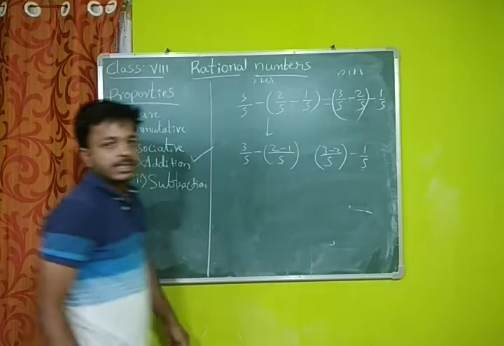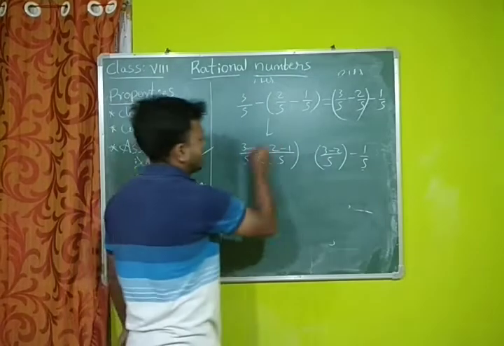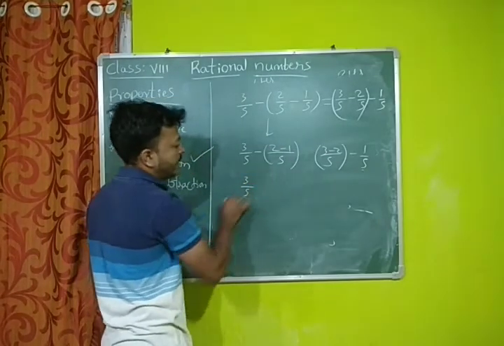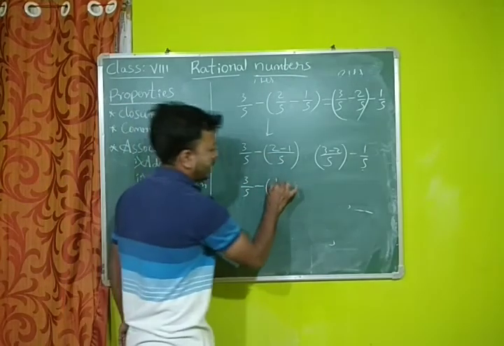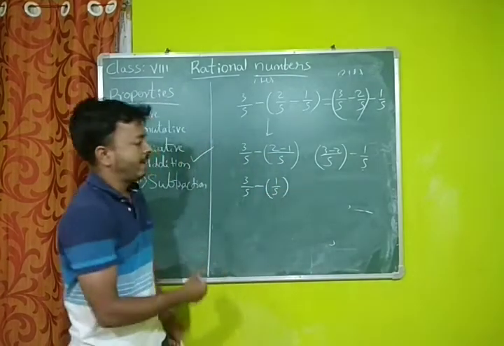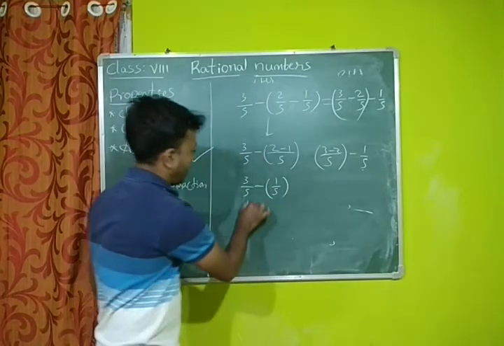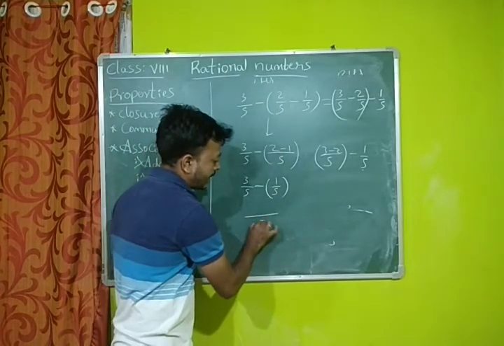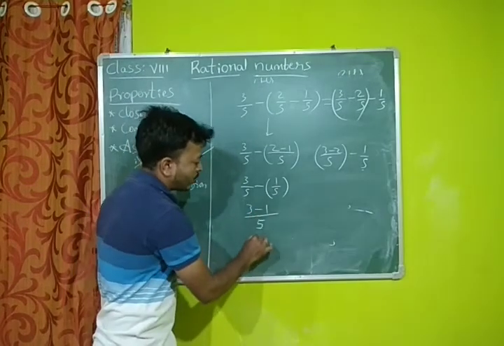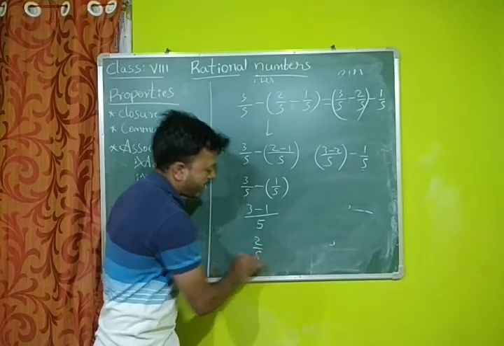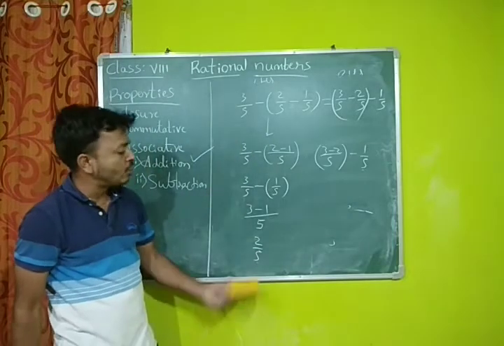First we have to check whether they are equal or not. One by one we can discuss here. This is 3/5 minus, 2 minus 1 is how much? Yes, that is 1/5. And next here these two are like fractions, 5, and here 3 minus 1. 3 minus 1 is how much? 2/5. So LHS, how much did we get?